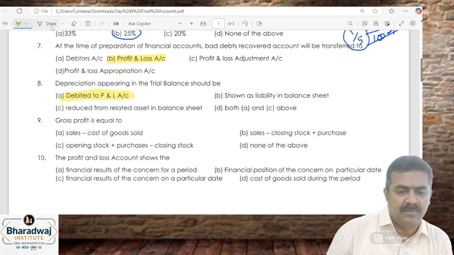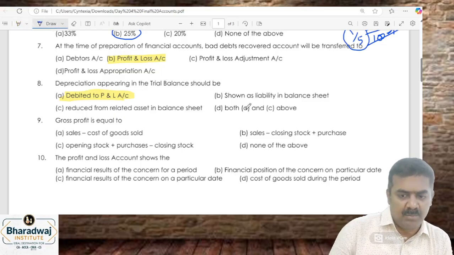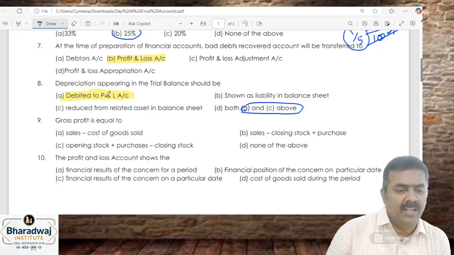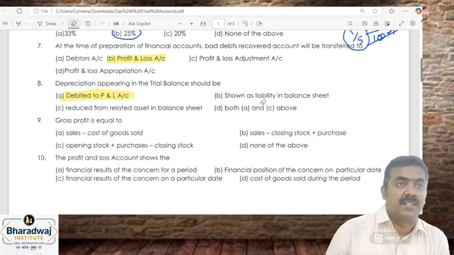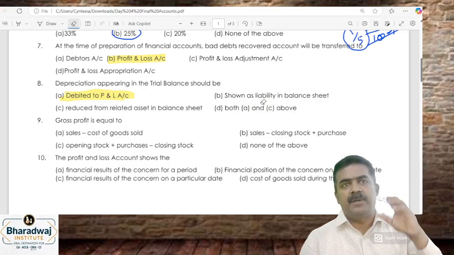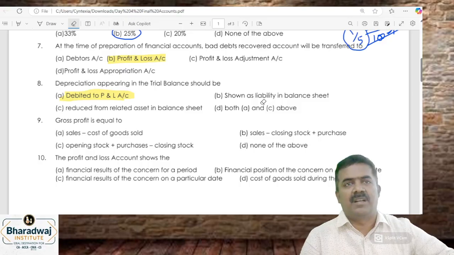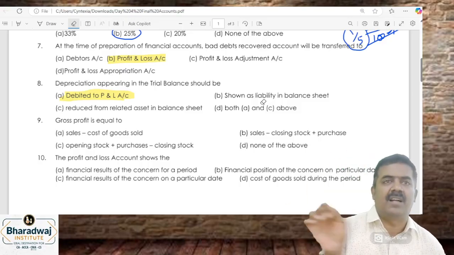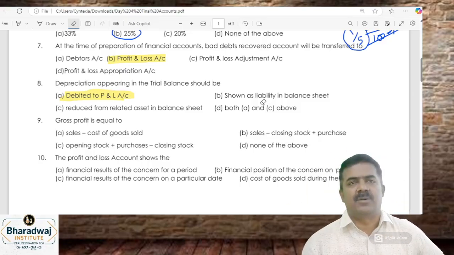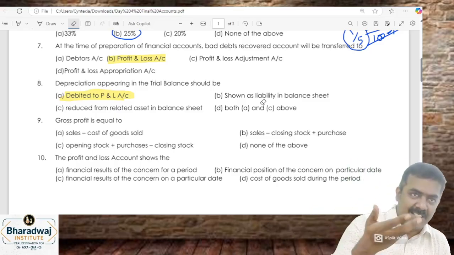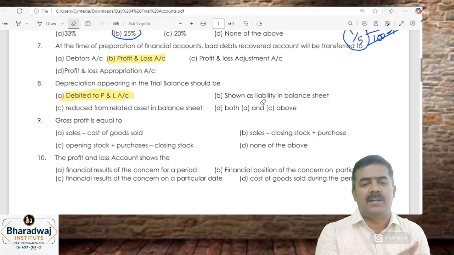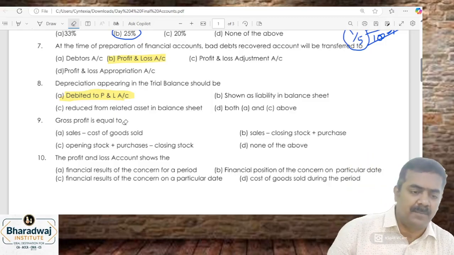If given in the adjustment, what will you do? Both A and C option we gave. What will be both A and C? We will debit to P&L account and reduce from asset, when depreciation is given in the adjustment. When depreciation itself is given in the trial balance, directly charge it to P&L account. Trial balance has current year depreciation, just debit to P&L account. Adjustment it is yet to be adjusted. Charge it in P&L account, adjust the asset in the balance sheet.